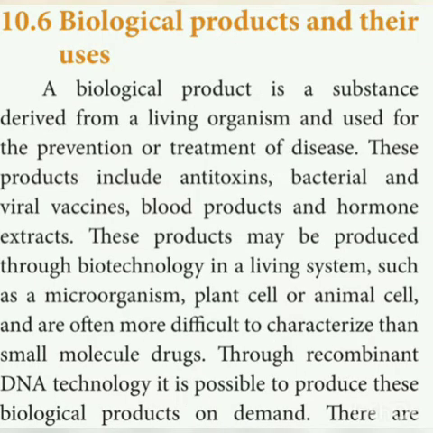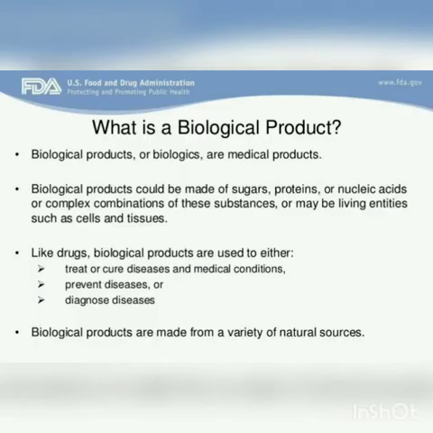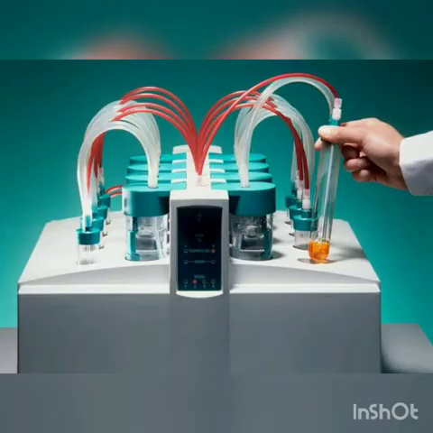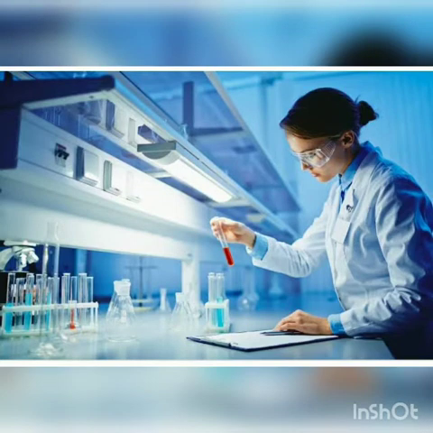Next is biological products and their uses. A biological product is a substance derived from a living organism and is used for the prevention or treatment of a disease. These products include antitoxins, bacterial and viral vaccines, blood products, and hormone extracts. These products may be produced through biotechnology in a living system such as microorganism, plant cell, animal cell. Through recombinant DNA technology, it is possible to produce these biological products.